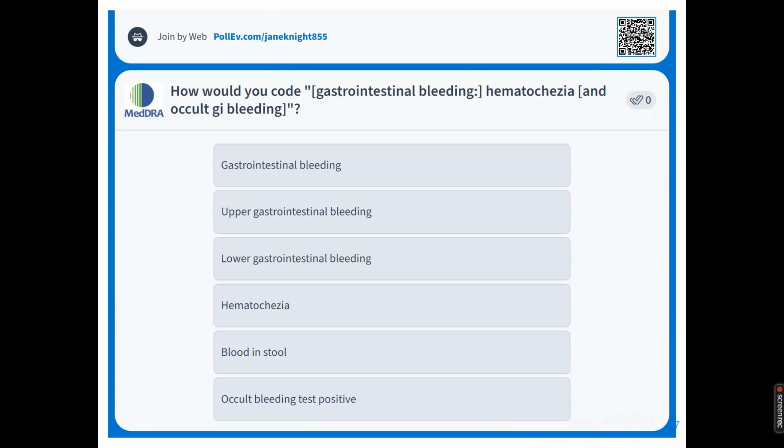So what we know so far, what would you select? Gastrointestinal bleeding, upper gastrointestinal bleeding, lower gastrointestinal bleeding, hematochezia, blood in stool, or occult bleeding test positive. And you should be able to select multiple terms here if you wish. Oh, I see the votes are rocketing up. So you are selecting several. I can see by the numbers. Well done.